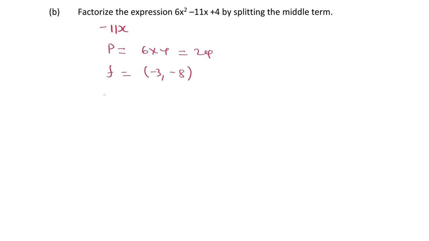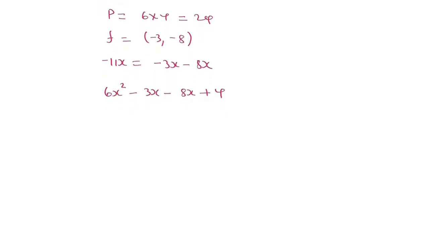Okay, so now our middle term, negative 11x, can be written as negative 3x minus 8x. Therefore, let us express this equation. We are having 6x squared minus 3x minus 8x plus 4. Let us now separate the parts of the expression. We are having, in brackets, 6x squared minus 3x, minus, in brackets, 8x plus 4.